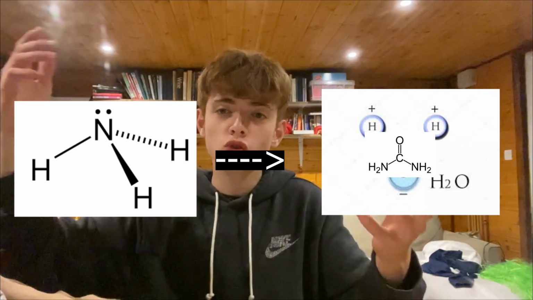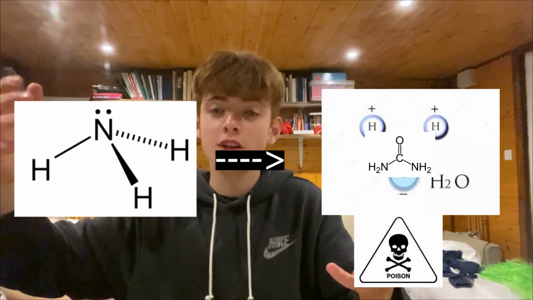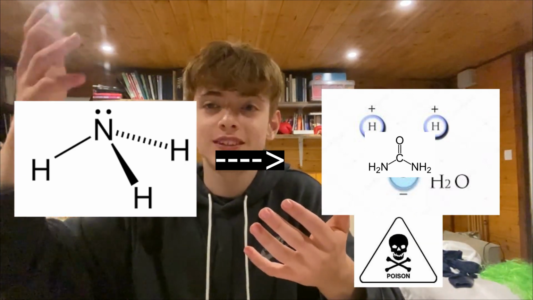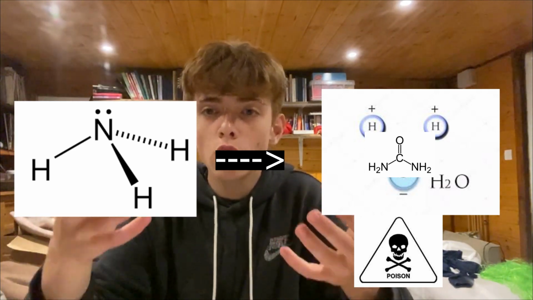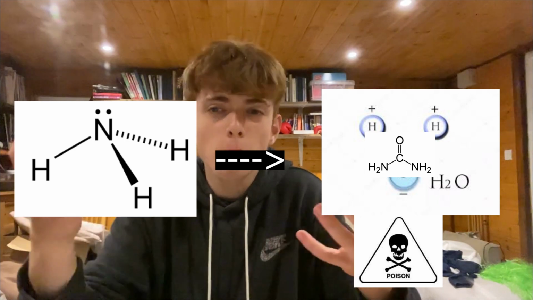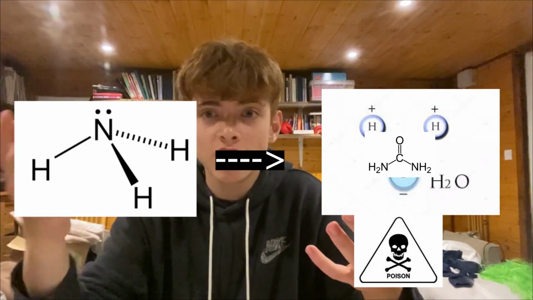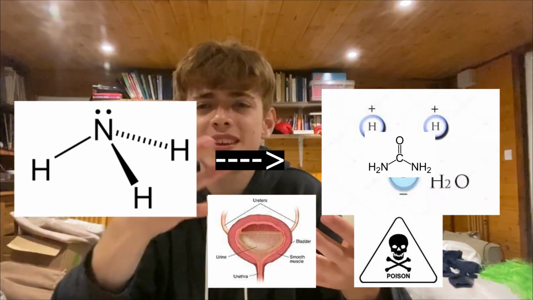And urea is a water-soluble chemical. It's also a toxin, but it's not as much of a toxin as ammonia is, and then this urea ends up being excreted when you go to the toilet. That is why your urine generally is kind of yellow, because urea is like a yellow molecule. So yeah, that's another interesting thing that you just simply may not have known before.